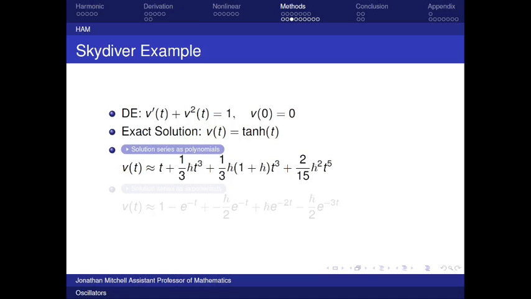A quick example for using the homotopy analysis method is a skydiver example that the textbook goes through. If the velocity is now my dependent variable of a skydiver, then the derivative of velocity is what? Acceleration. So this is still Newton's second law of motion, by the way. You've got an acceleration term, and you've got your friction force proportional to the square of your velocity instead of proportional to the dependent variable itself. So that's a little different model. But if this is the model you're dealing with, then you end up getting the hyperbolic tangent function as the solution.